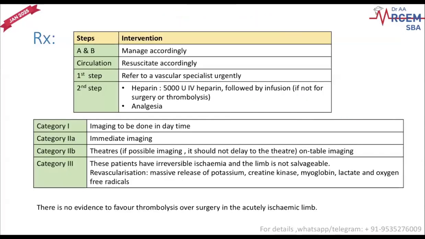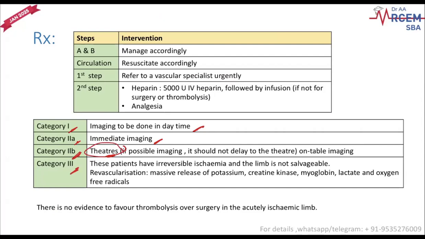Why is it important? If it is category 1, you can wait and get imaging done in the morning. For example, he presents at midnight; where motor and sensory are intact, you can wait and get imaging done in the morning. Type 2A, where motor is intact and some sensory deficit is present, you get imaging done immediately. Type 2B, where there is partial paralysis and sensation is significantly lost, he needs to go immediately to theater. On the way to the operation theater you can scan, or you can scan in the operation theater. But you need to go to theater, as the sooner you revascularize, the better it is.